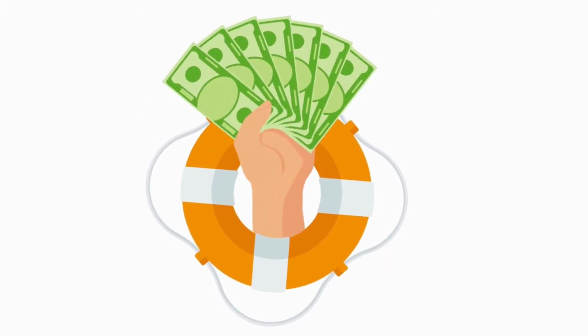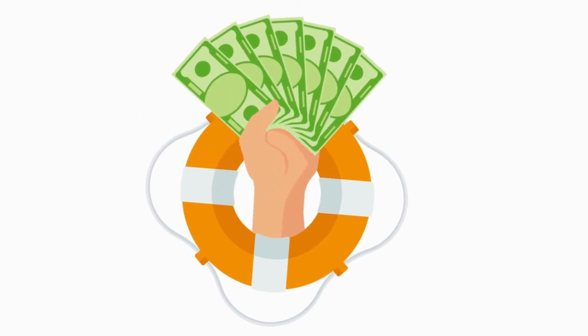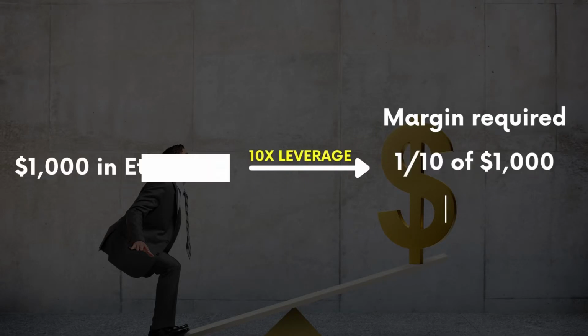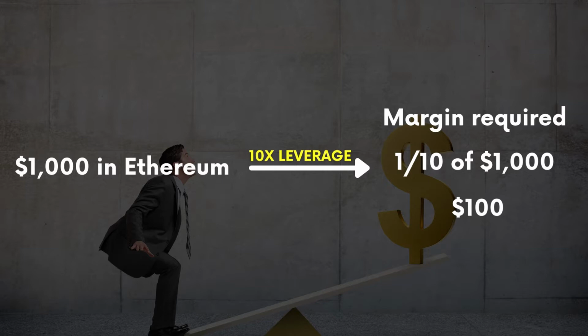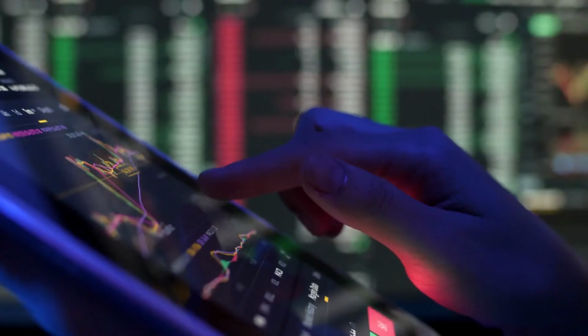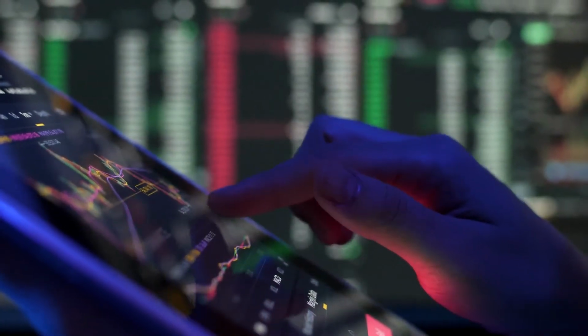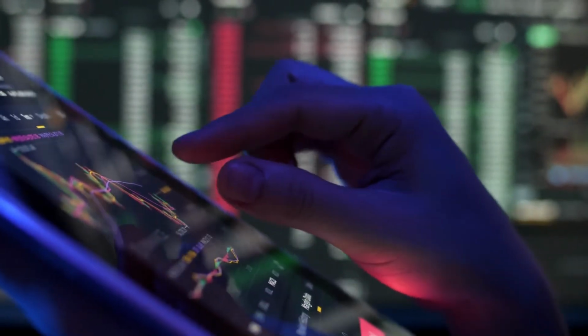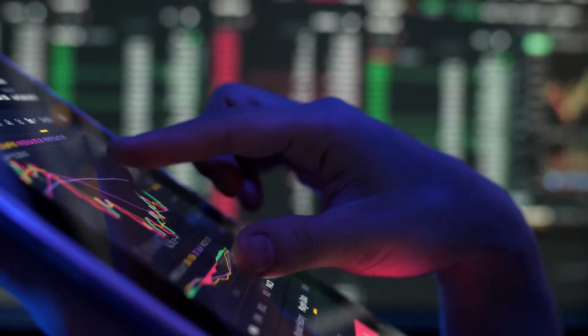The collateral required depends on the leverage you use and the total value of the position you want to open, known as margin. Say you want to invest $1,000 in Ethereum with a 10x leverage. The margin required would be 1/10 of $1,000, meaning that you need to have $100 in your account as collateral for the borrowed funds. If you use a 20x leverage, your required margin would be even lower. But keep in mind that the higher the leverage, the higher the risks of getting liquidated.